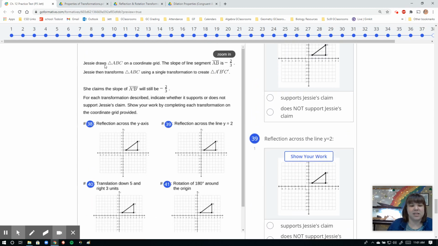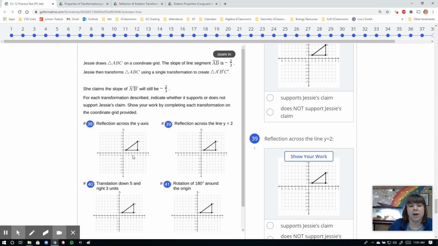This one says that Jesse draws triangle ABC on a coordinate grid. The slope of the line segment AB is -2/3. I know it's kind of hard to see, but there should be a fraction there. It says Jesse then transforms triangle ABC using a single transformation to create triangle A prime, B prime, C prime. She claims that the slope of A prime, B prime will still be -2/3. So for each transformation described, indicate whether it supports or does not support Jesse's claim.